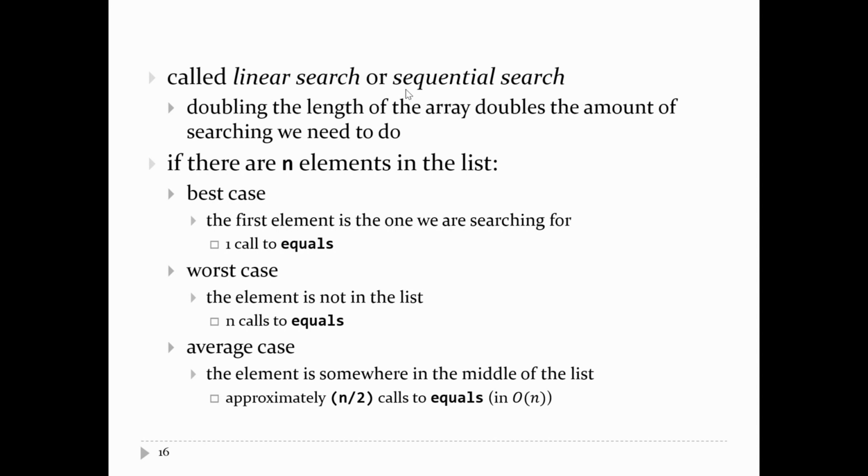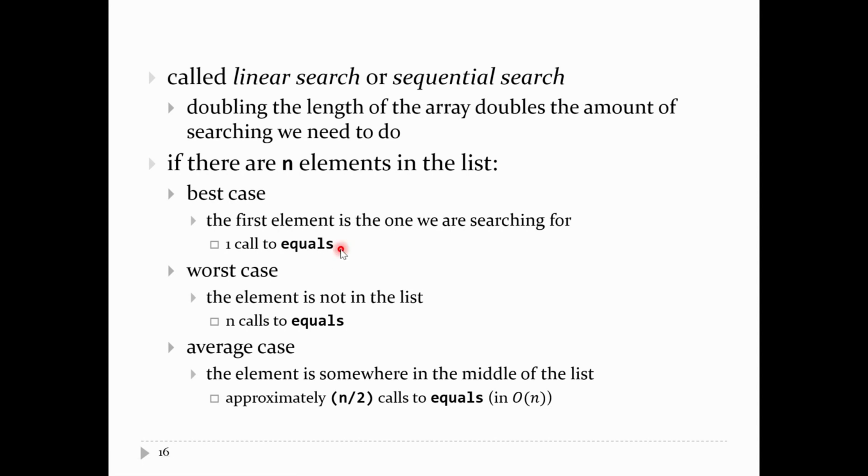It's called linear search because the amount of time you need to search the list is proportional to the length of the list. So doubling the length of the list doubles the amount of searching that you need to do. If you're going to do the complexity analysis on this, you would say, well, what's the best case complexity? Well, the best case is that the first element of the list is equal to the one you're searching for.